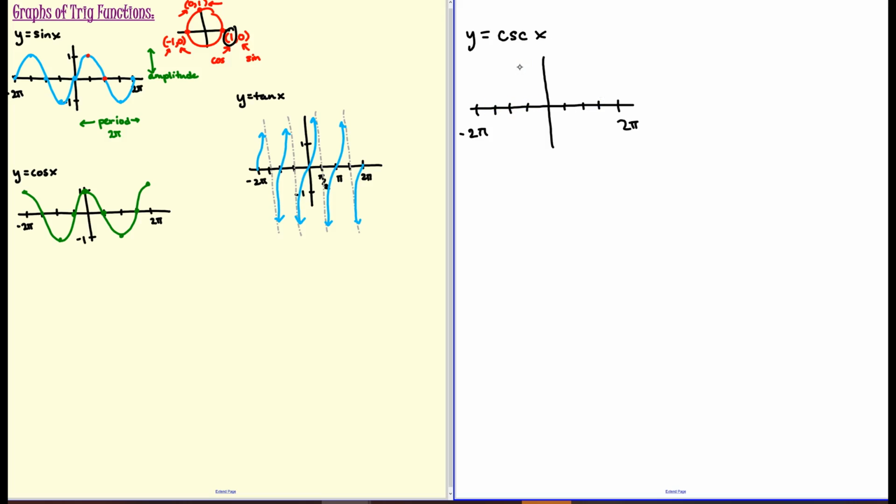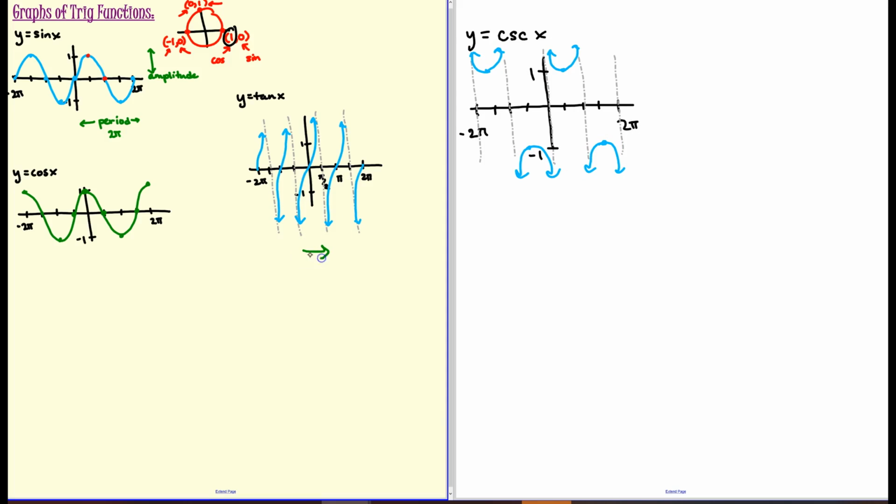And everywhere that sine is 0, the reciprocal is undefined. So vertical asymptotes, everywhere the sine graph was 0. Everywhere the sine graph was 1, the reciprocal of that is 1. So we have 1s. And everywhere the sine graph was negative 1, the reciprocal of that is negative 1. So we have 1s and negative 1s that alternate, and then we end up with curves going up, curves going down, alternating like so. By the way, I forgot to talk about the period of the tangent graph.